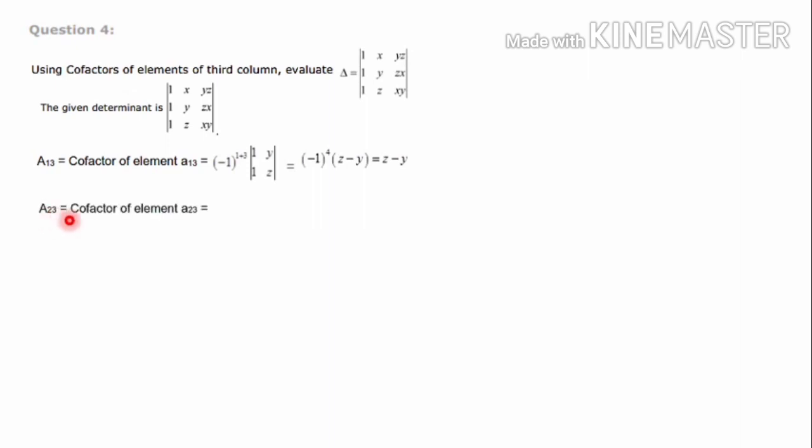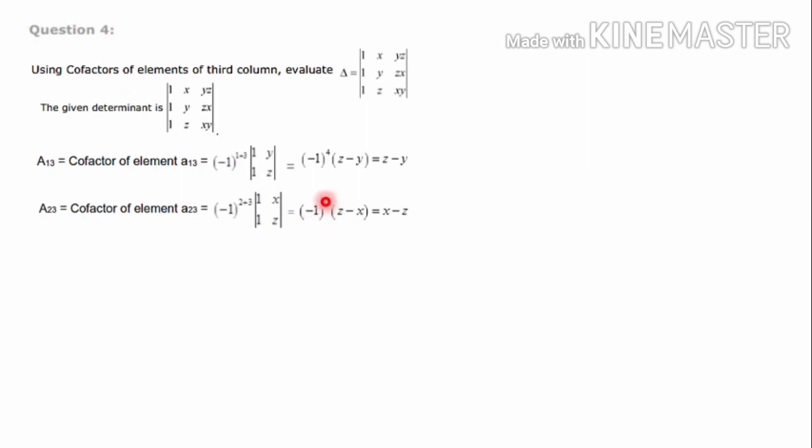Next is a23, that is equal to the cofactor of element a23, that is equal to minus 1 the whole power 2 plus 3 into, so this is the element, that row and column is gone, the balance 1x and 1z. So 1x 1z is written here as a determinant, that is equal to minus 1 the whole power 2 plus 3, that is equal to 5 into 1 into z. 1 into z is z, 1 into x is x, so z minus x.